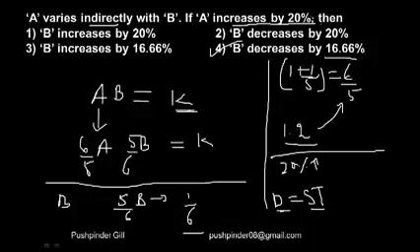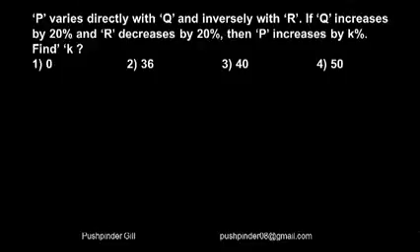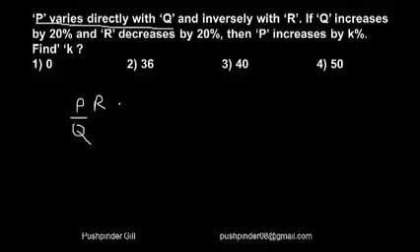So you can't simply say that if A increases by 20%, B has to decrease by 20%. That's wrong. So this is the way you should be doing these kinds of questions. Fine. So let's move forward. Now P varies directly with Q and inversely with R, right? Now let's make that equation. P varies directly with Q. That means P upon Q is a constant, and inversely with R, that means P into R is equal to a constant, right?